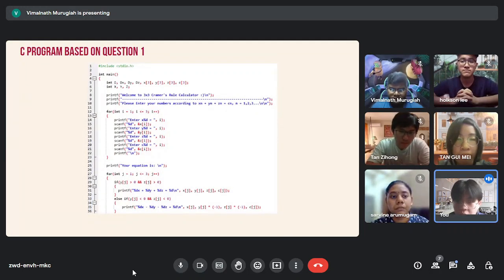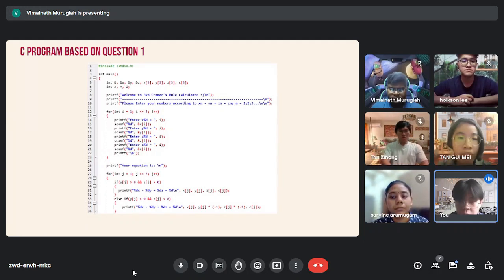From line 8 to line 10, we just welcome the user to use this Cramer's rule calculator and let the user know the concept that we use, which is xn plus yn plus zn equals cn. C will be 1, 2, 3 until infinity.